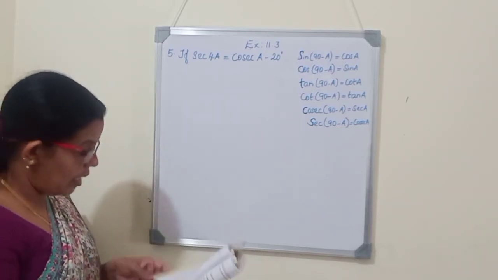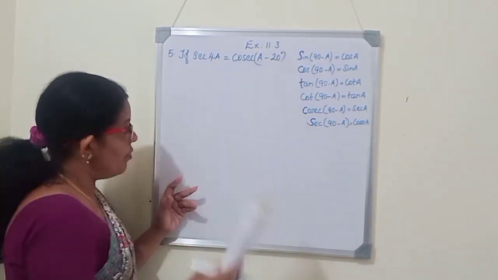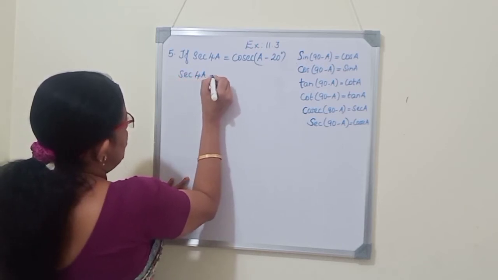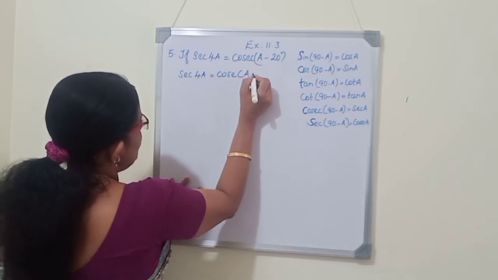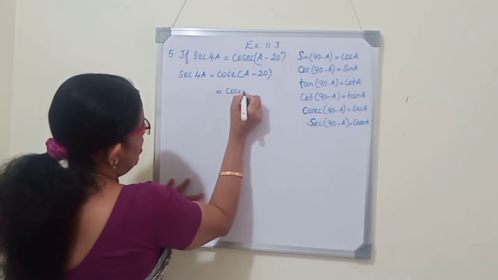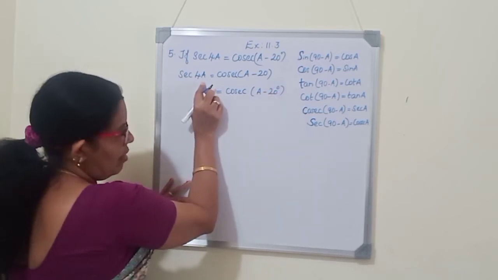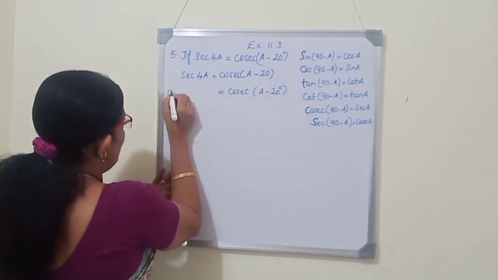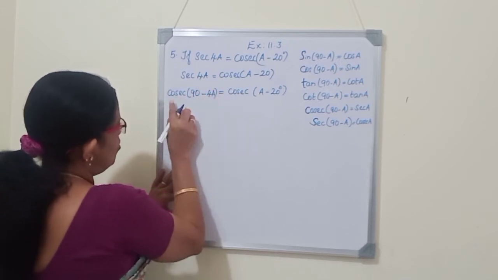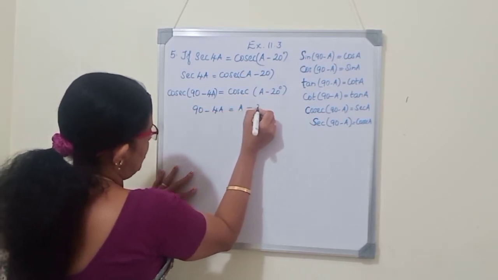Fifth question. If sec 4a is cosec a minus 20, where 4a is an acute angle, find the value of a. Similarly, like previous questions, we will write sec 4a equals cosec a minus 20. So wherever a single term is there, that we will apply complementary angle. Right side I will write as it is, cosec a minus 20. Sec 4a I will write as it is. Sec 4a is cosec 90 minus 4a. So both the sides, cosec 90 minus 4a equals cosec a minus 20.